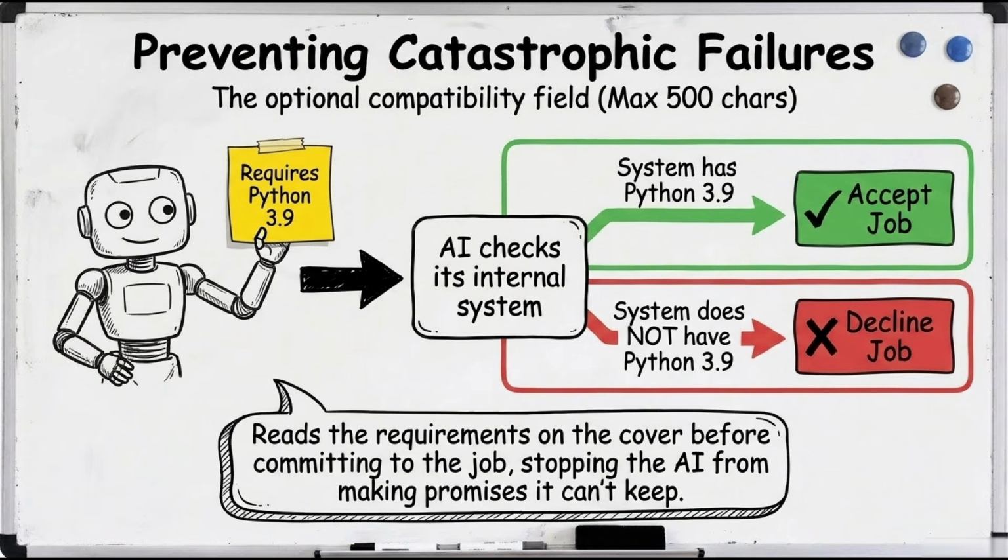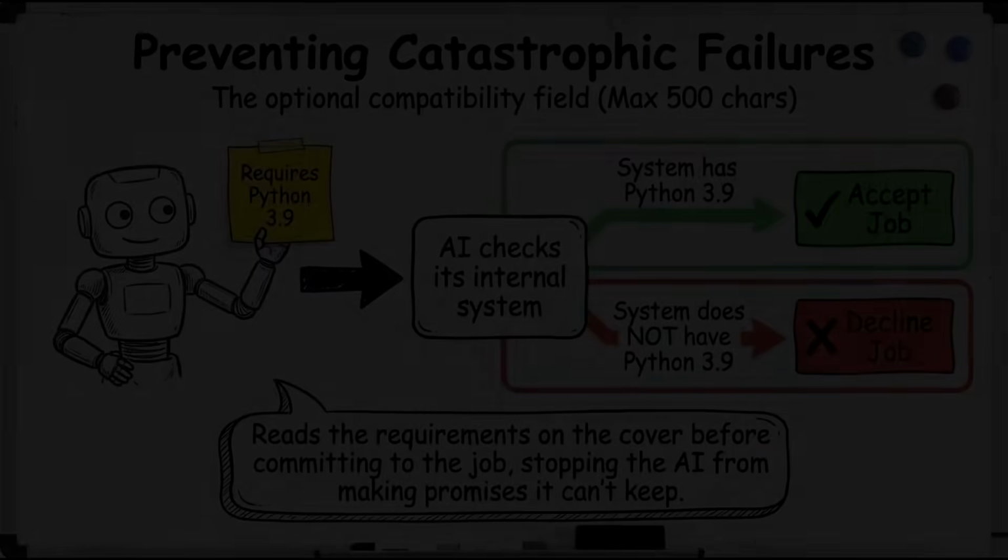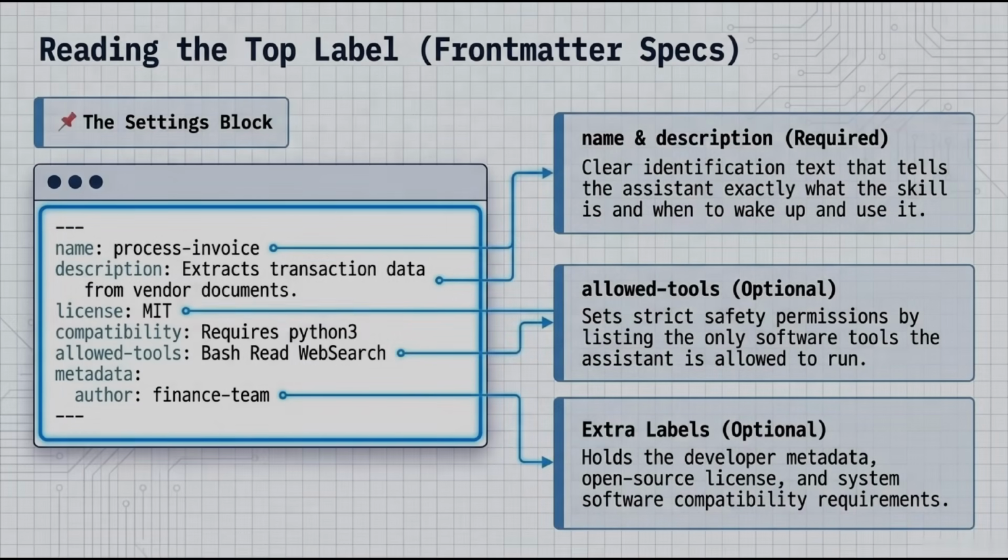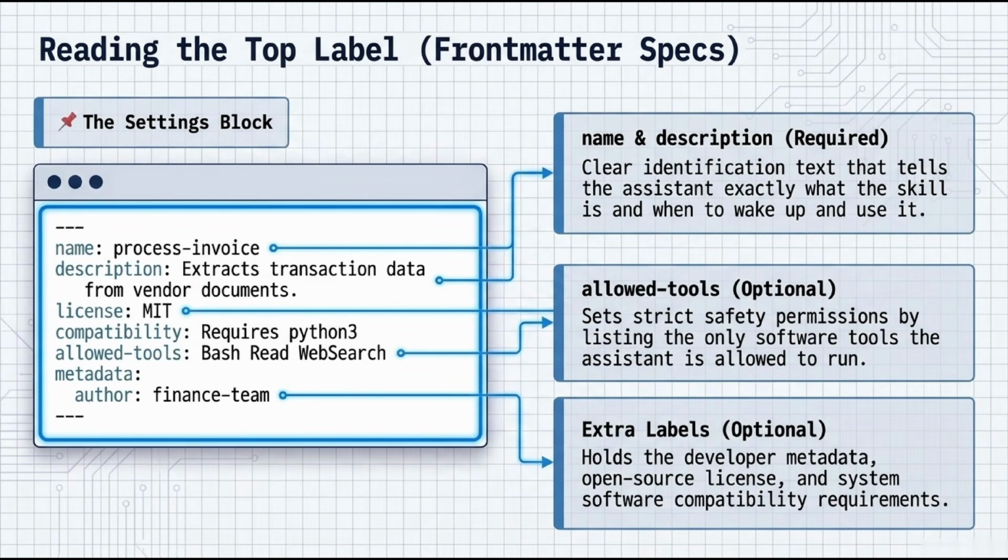Oh, so it prevents a catastrophic failure mid-task. Yep, it reads the requirements on the cover before committing to the job. It stops the AI from making promises it can't keep. That is brilliant. And you also have an open metadata field for custom key value pairs, maybe tagging it with an internal department code for your company, and an experimental allowed tools field. Yeah, that one creates a space-separated list of pre-approved tools the skill is authorized to use.